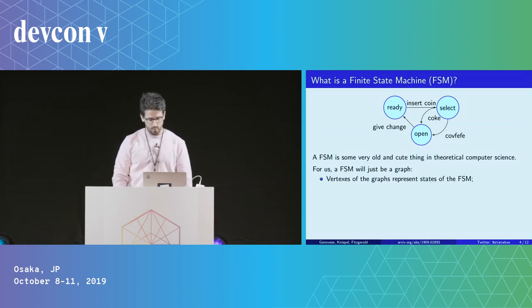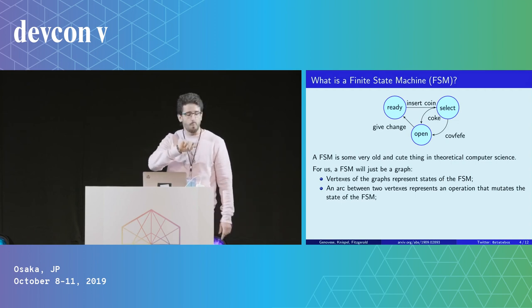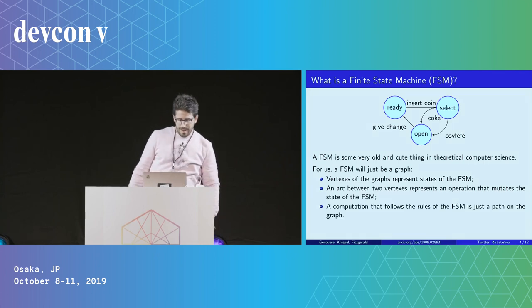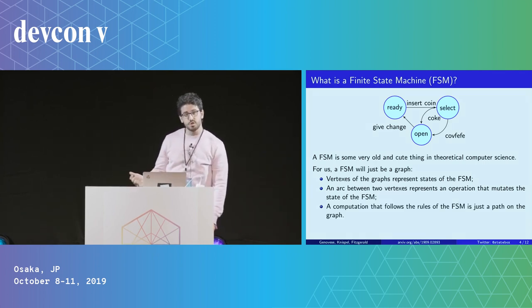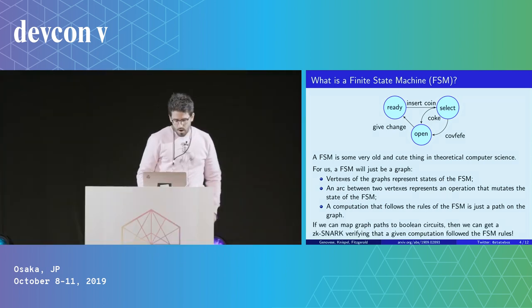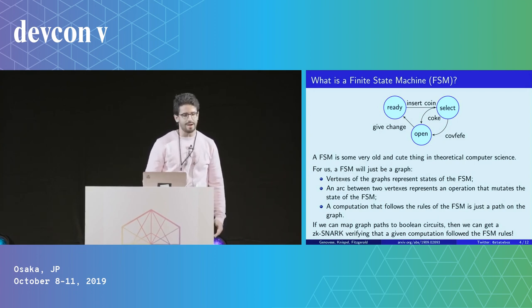The vertices represent all the possible states of the system, and the edges, so the arcs, represent operations that mutate state. So you see that in here you can insert a coin and go from ready to select, and then you can order stuff and get change. And a computation that follows the rules of the finite state machine is just a path in this graph. So you see that you can't buy Coke if you are not in the select state. If you are in the ready state, then you have to insert a coin first. So the idea is that if we can map these paths of this graph to Boolean circuits, then we can basically turn this circuit into a SNARK that verifies that a computation followed the rules determined by the finite state machine.